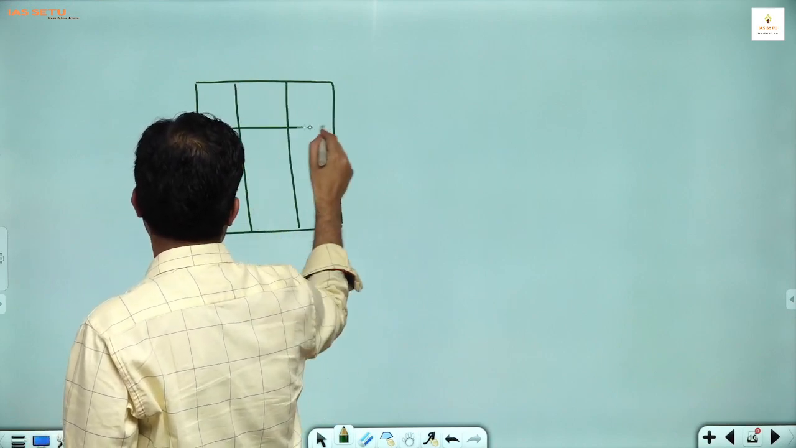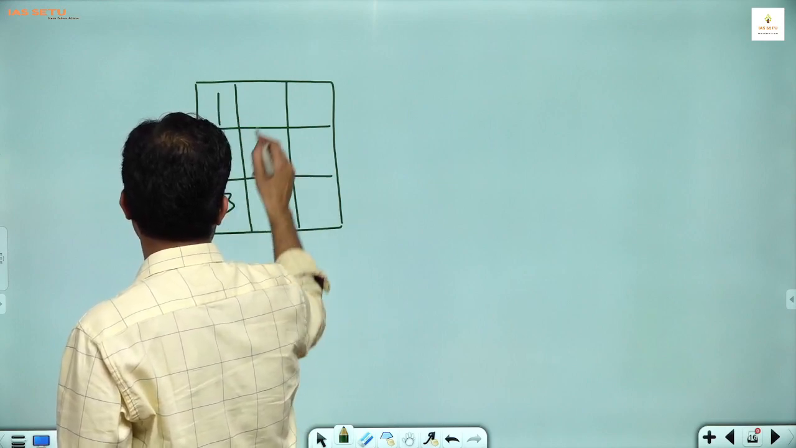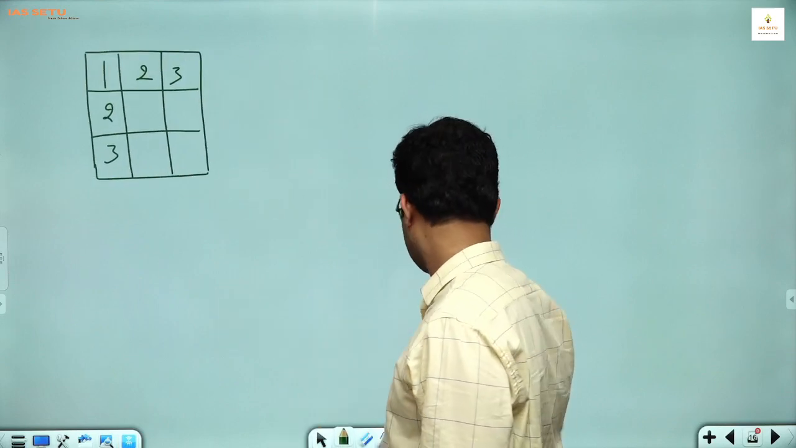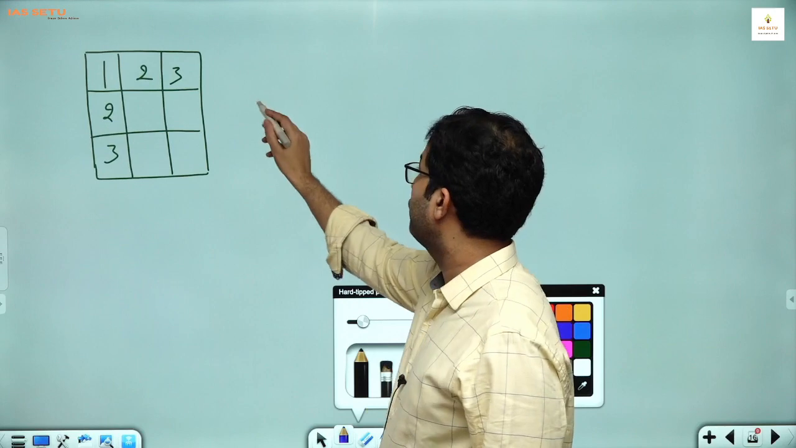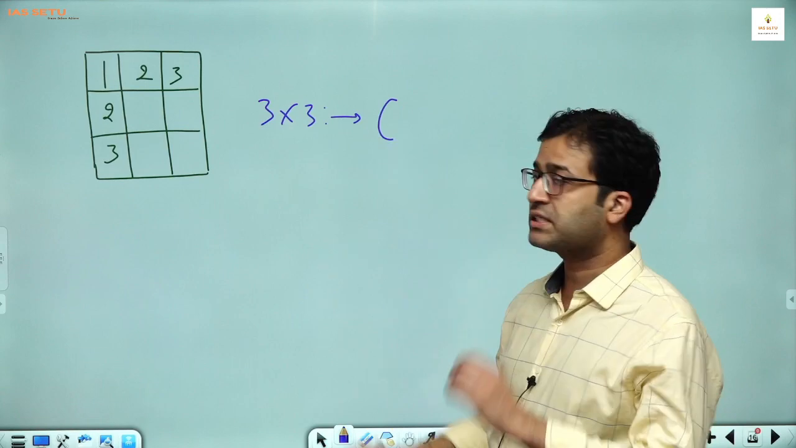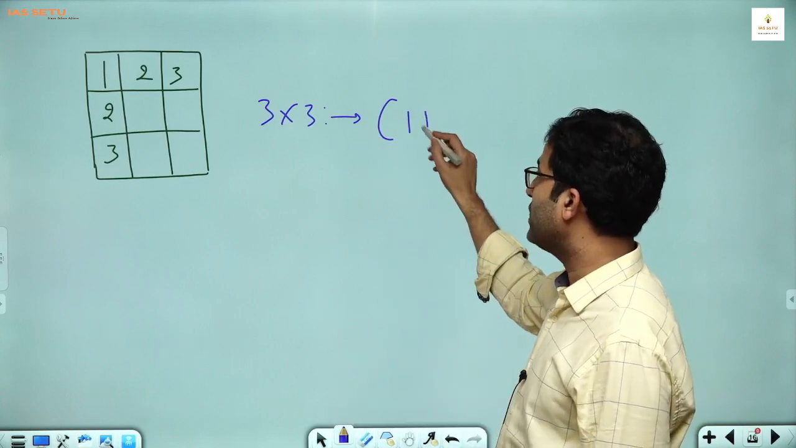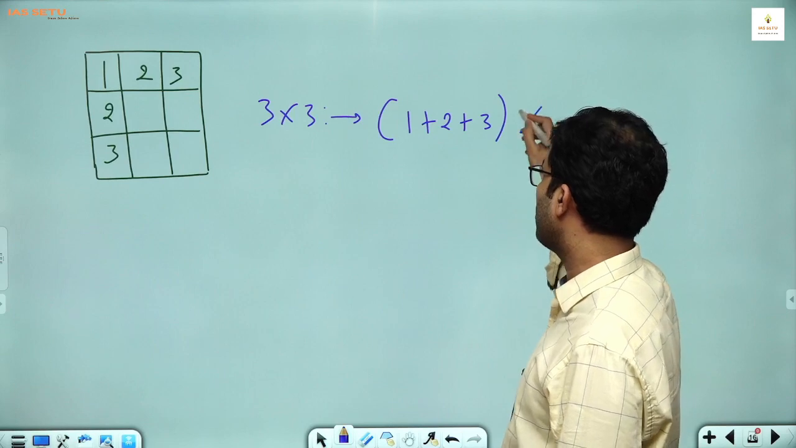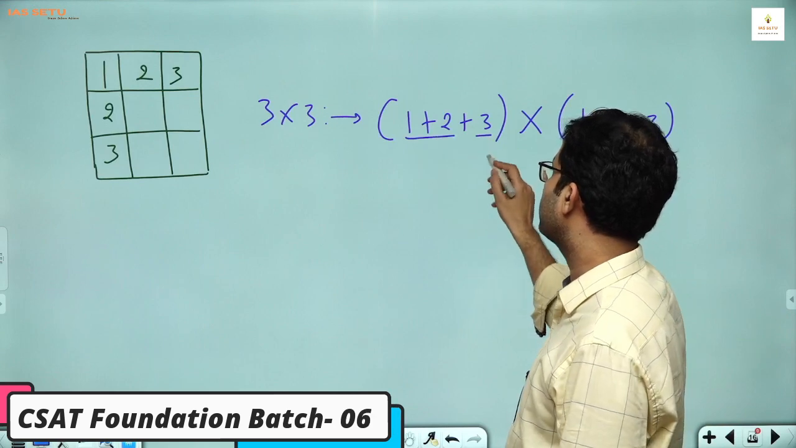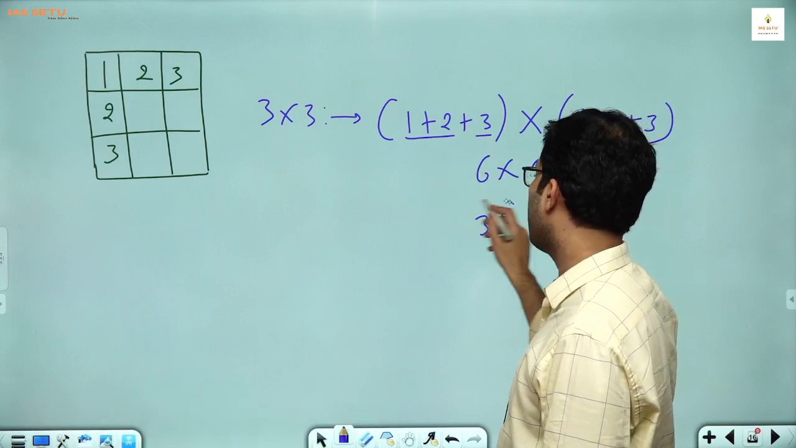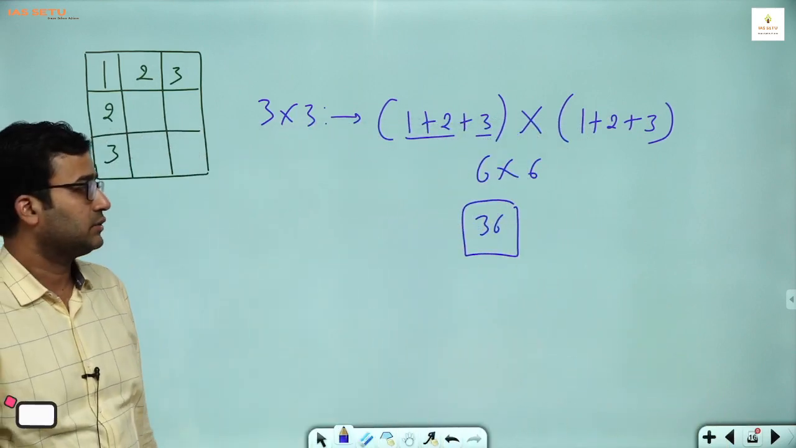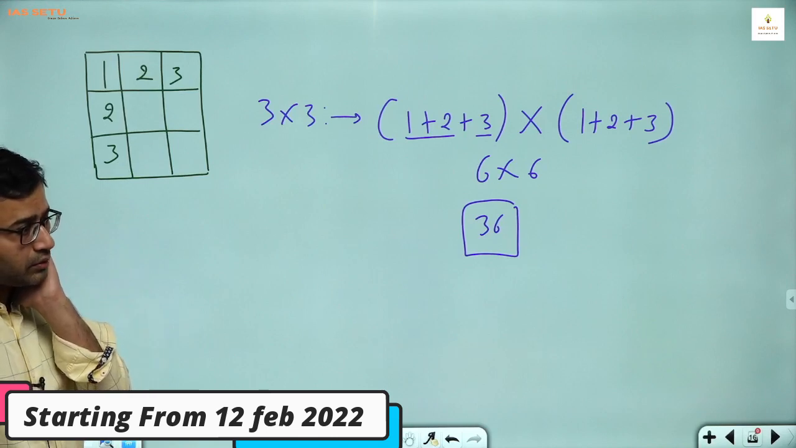Now this is a 3 by 3 figure. 1, 2, 3, 1, 2, 3. This is a 3 by 3 figure, so the value of n is 3. So bracket start 1 plus 2 plus 3 bracket close, second bracket start 1 plus 2 plus 3. This is 6 into 6, we have 36. In the given figure we have 36 rectangles.